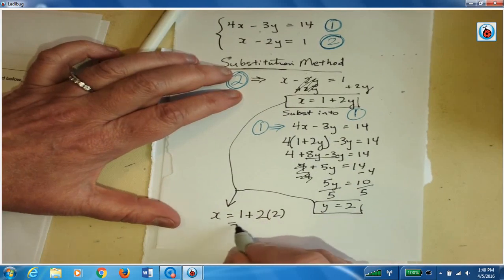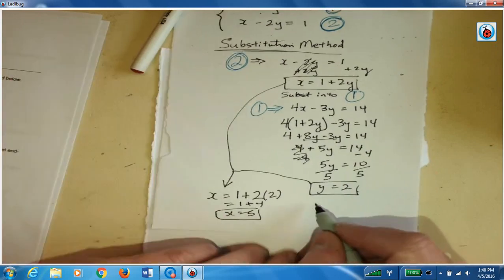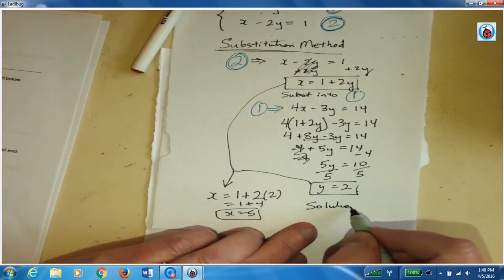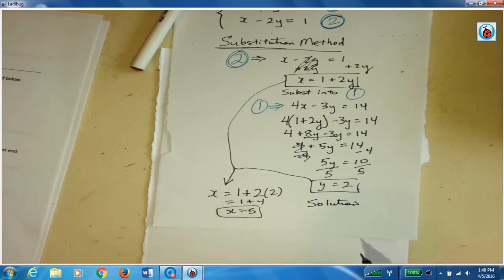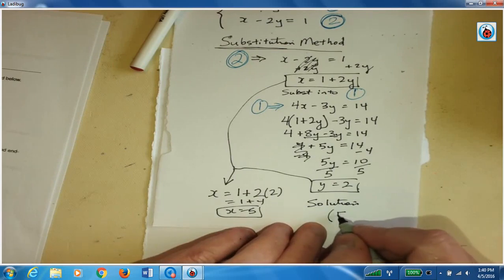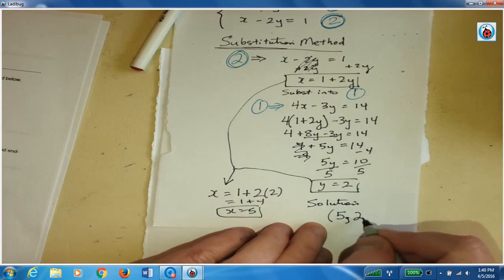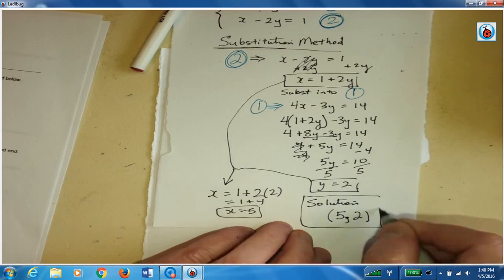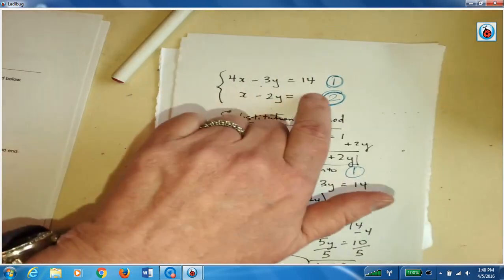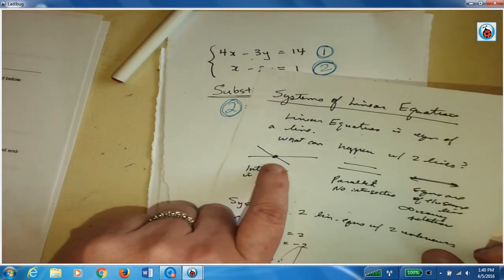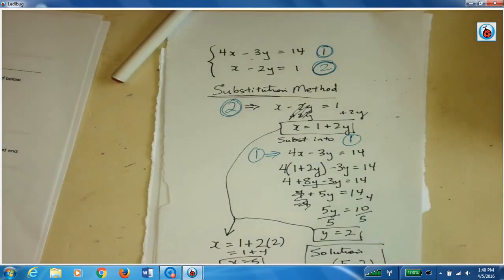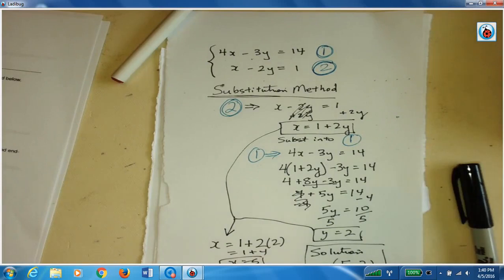X is equal to 1 plus 4. X is equal to 5. So my solution is a point. And remember, points have coordinates x comma y. X coordinate, y coordinate. So these two equations were of two lines that have an intersection point. And their intersection point is 5, 2.